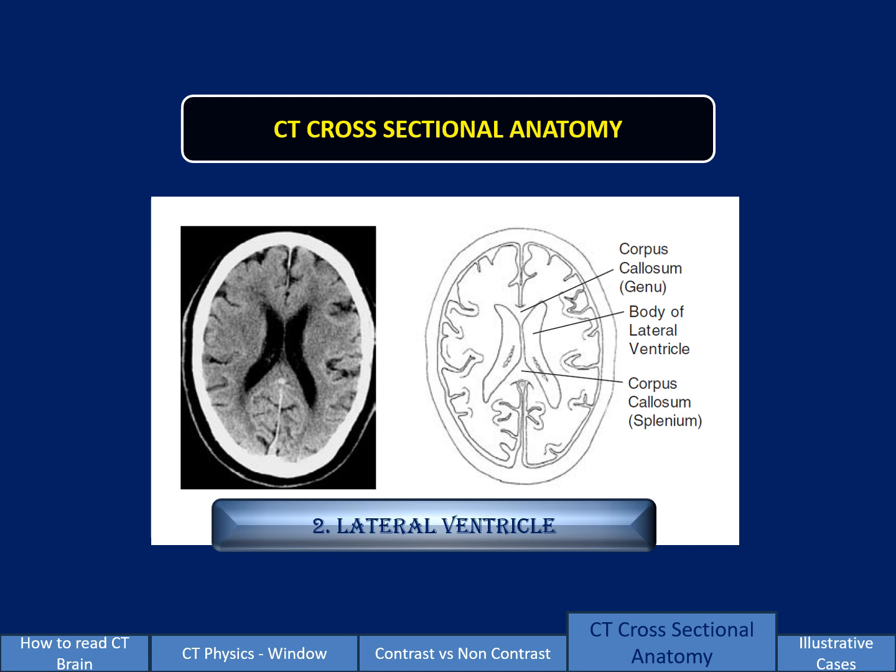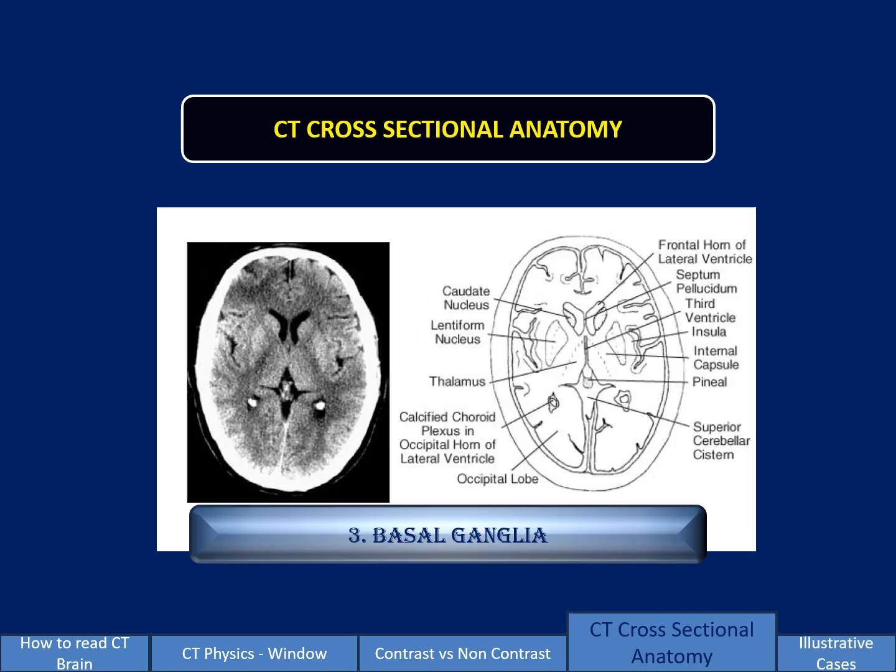More inferiorly, this is the second slice, which is the lateral ventricle. In the lateral ventricle, what we are able to see is the body of the lateral ventricle, frontal horns. This is the corpus callosum, and this is the genu of the corpus callosum. This is the frontal lobe, and this is the parietal lobe.